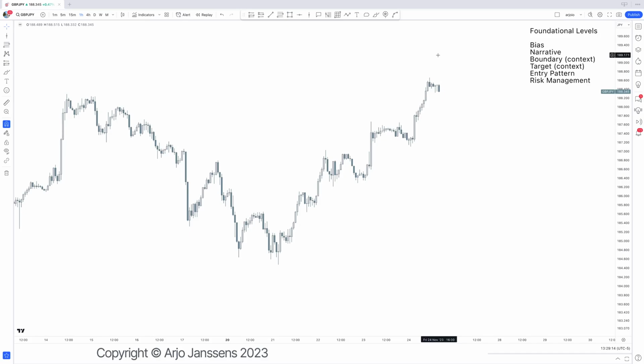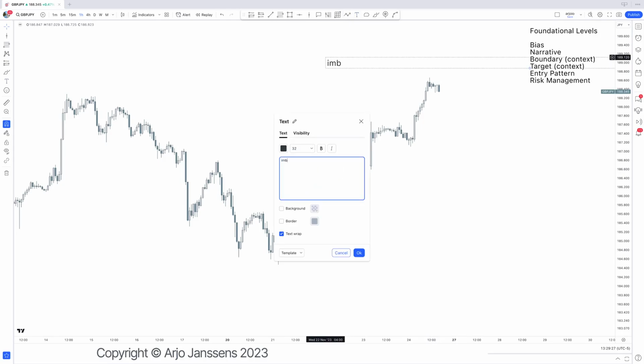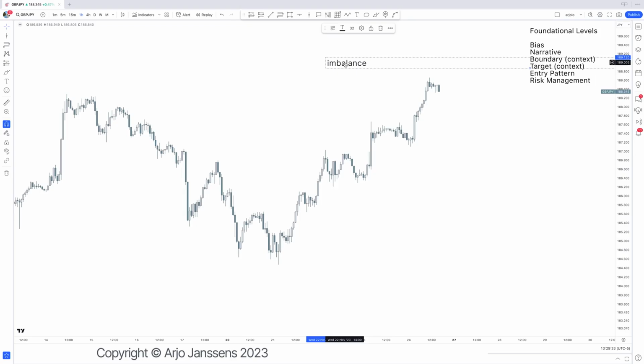They have so much volume, so much size, that they can't do it without leaving behind traces. That is important. And that creates an imbalance in the market. That imbalance, of course, needs to be balanced. Another word for imbalance is just that fair value gap. Another word for fair value gap is imbalance.